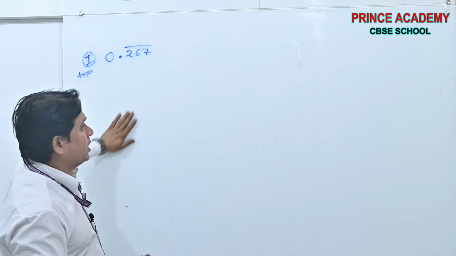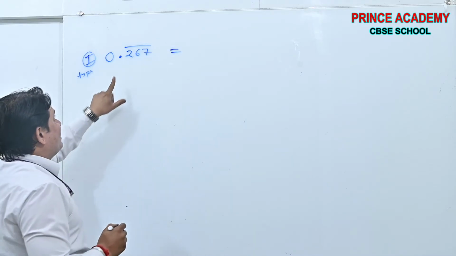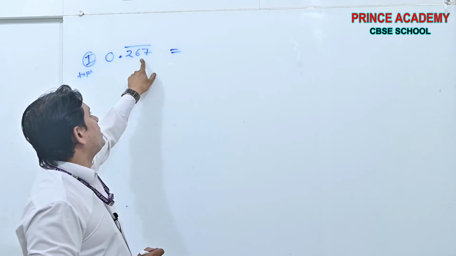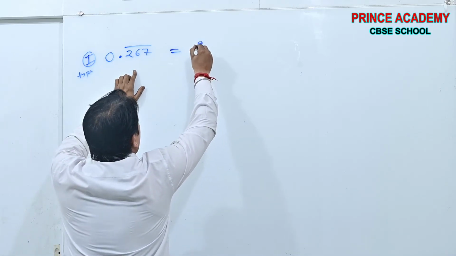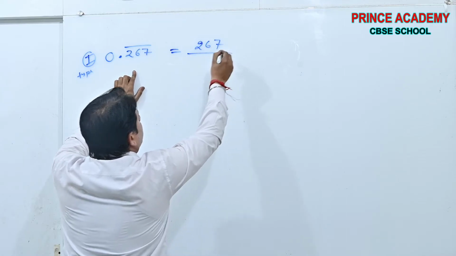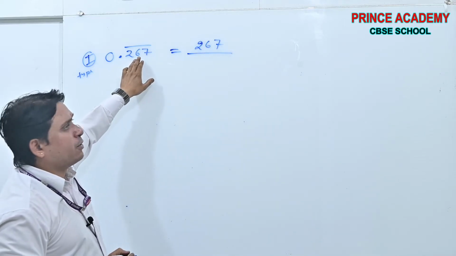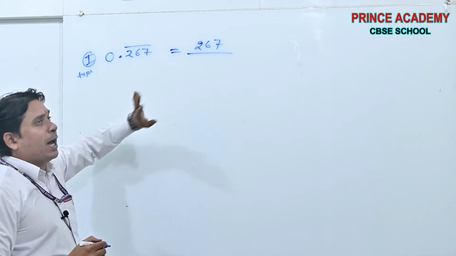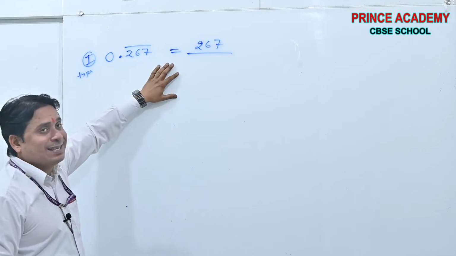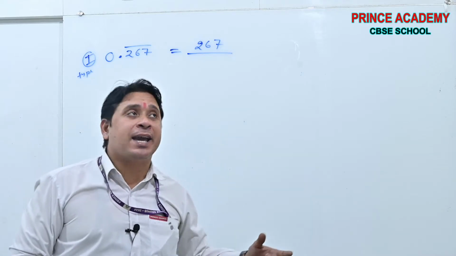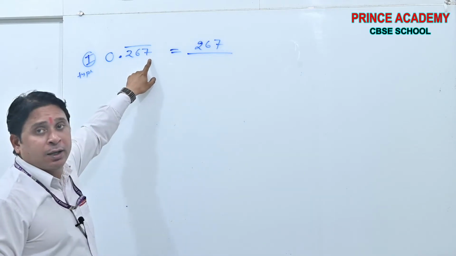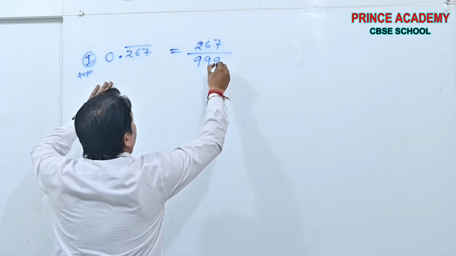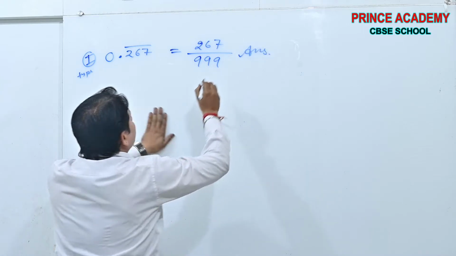In this kind of questions, what we have to do? Just write the numbers which are repeating. 2, 6, 7, divided by. Just write the number which is repeating. The whole repeating group of numbers is written here. Now put the nines. How many digits are repeating here? 3. 1, 2, 3. Three digits are repeating. Then put three nines. 1, 2, 3. This is the answer.